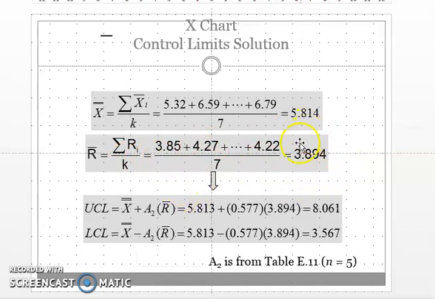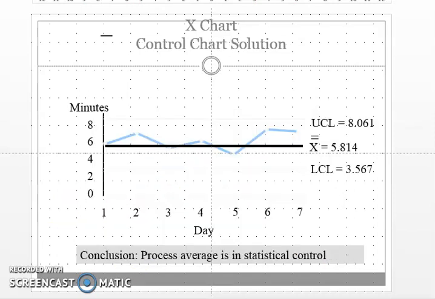Here R bar is required again to calculate X double bar plus A2 into R bar. Here the A2 value is taken from the table for subgroup size 5. This A2 value is taken from the table, and upper control limit and lower control limit are calculated.